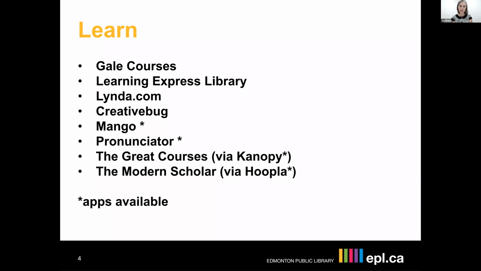We have Creative Bug, which if you're into sewing or knitting, crafting of other sorts, painting, drawing, we can find some interesting classes and patterns and tutorials there. If you're wanting to learn to speak a different language, we have a couple language resources called Mango or Pronunciator. And both of those actually also have an app. So if you have a smartphone, that's something you could download onto your smartphone. And if you need some help with how to do that, you can always come to the library and we can help get you set up for that.